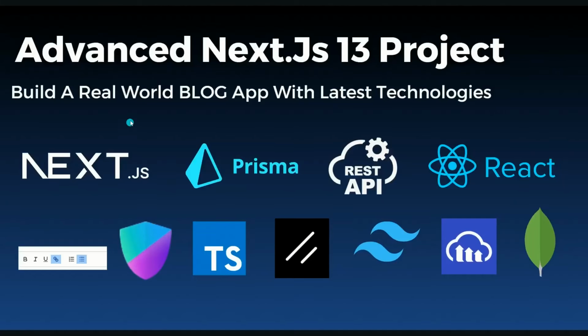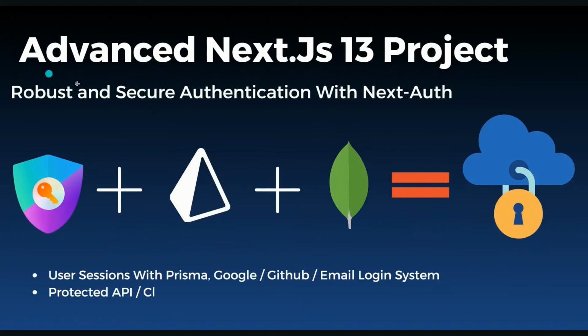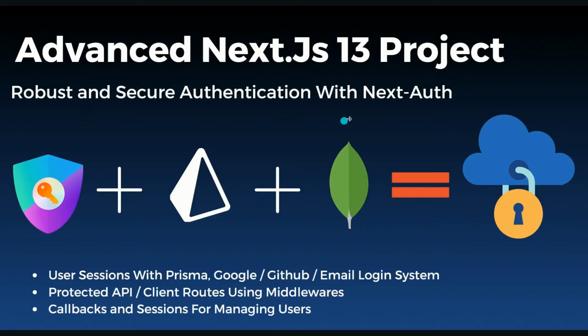So you will be able to build a real world blog app with the latest technologies. There are around 11 technologies that you can make use of, starting from Next.js, Prisma, REST API, the React rich text editor, Next Auth, TypeScript, Shadcn UI, Tailwind, Cloudinary, MongoDB, and there are an endless number of technologies. Then you can see you will have robust and secure authentication with Next Auth.